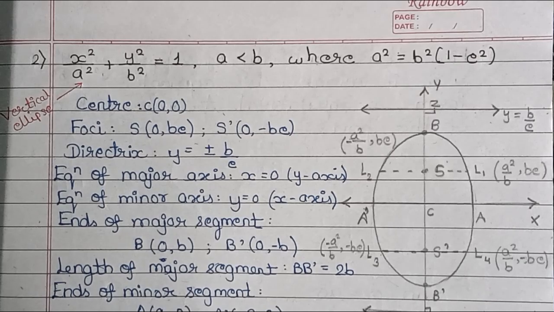The ends of the minor segment will be A and A dash, which are a comma 0 and minus a comma 0. The length of this minor segment A A dash will be 2a. The length of the latus rectum will be 2a square by b, and eccentricity e will be under root 1 minus a square by b square.